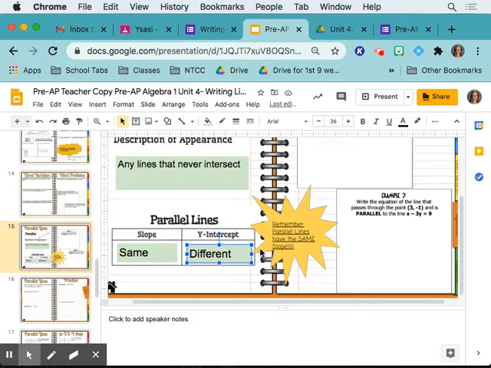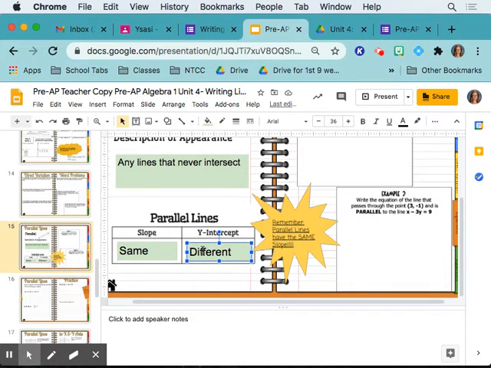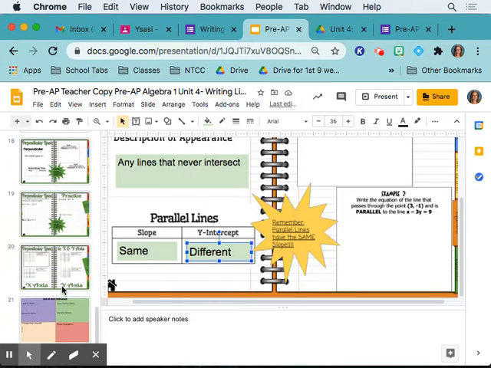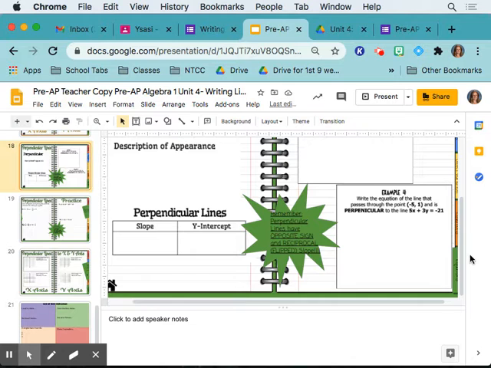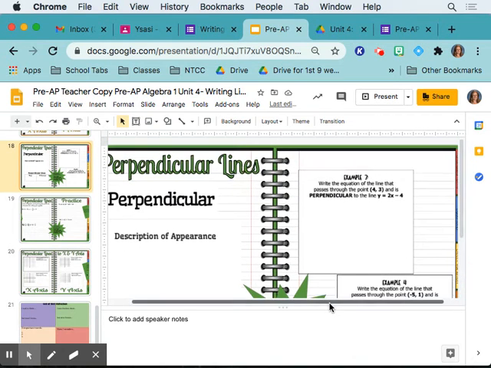So this says, remember, parallel lines have the same slope. Okay, we'll come back to slide 15. Let's go to perpendicular and talk about that now. So go to slide 18. We have perpendicular lines.